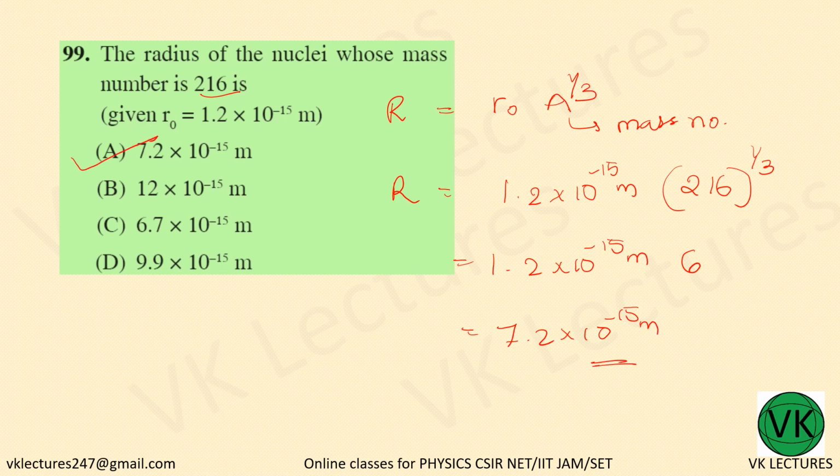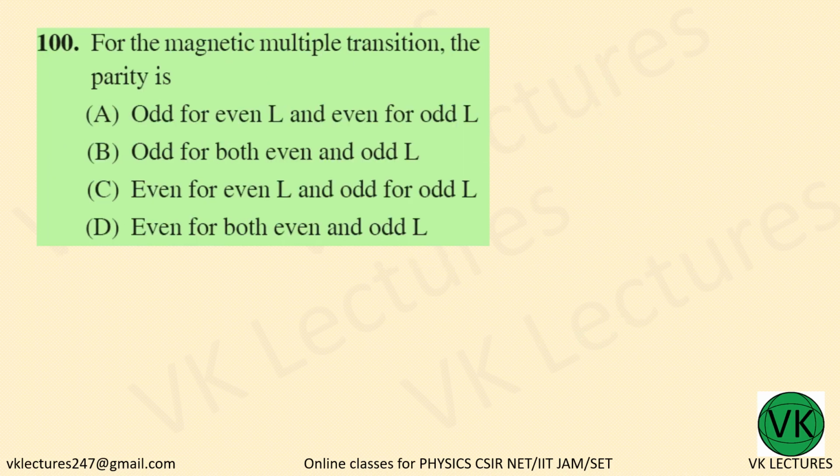So please remember this equation from this question: R is equal to R naught A to the power 1 by 3. And we are into the 100th question. The question is, for the magnetic multipole transition, the parity is. Now let us understand what this parity is. This parity we are discussing is about gamma transition. For gamma transition, we need parity.